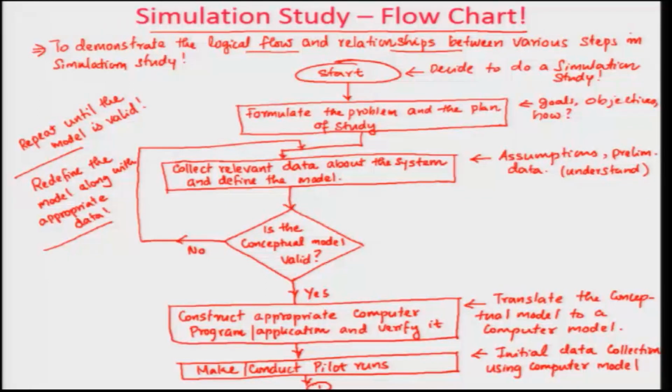Okay. So, if we look into this, we start with the process, then formulate the problem and plan the study: goals, objectives, and how we are going to do the study, that aspect is taken care of. Then we take the assumptions, preliminary data, and understand the system, which will give you the model, and we check whether the conceptual model is correct at this point. If the answer is yes, then we translate the conceptual model into an appropriate computer model, and from this you conduct the pilot runs to do initial data collection with the model. Then from here this is our connector. So, we continue from there, okay.